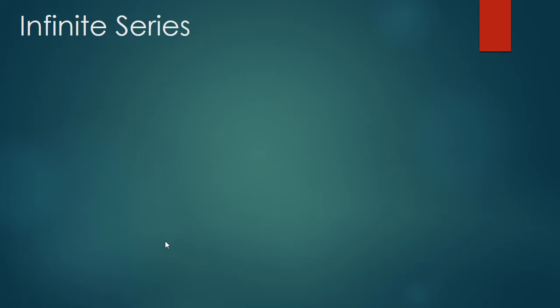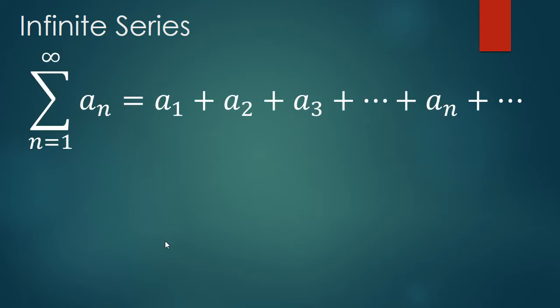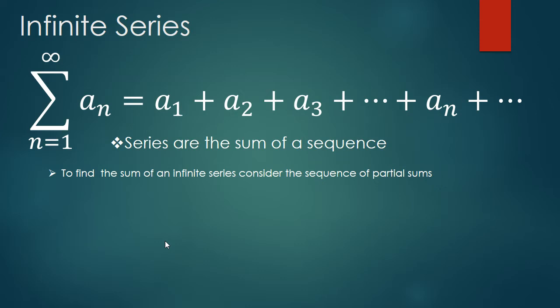So a lot of times the word infinite gets dropped off and they just are called series. So a series is the sum of a sequence. So a sub n would be a sub 1, a sub 2, a sub 3. The series just adds plus signs instead of commas. To find the sum of an infinite series, consider the sequence of partial sums.